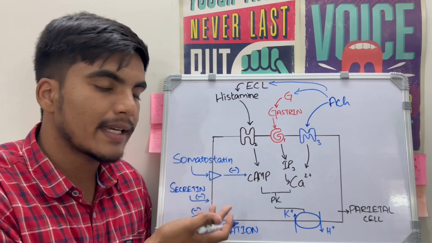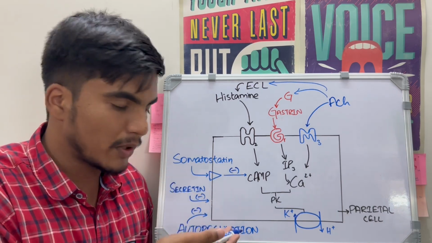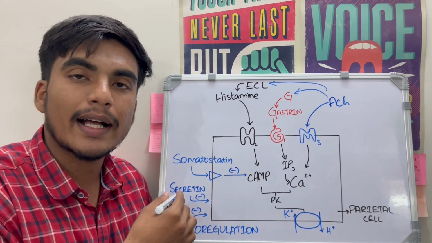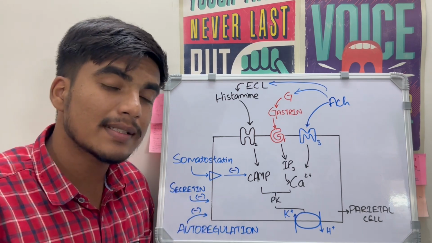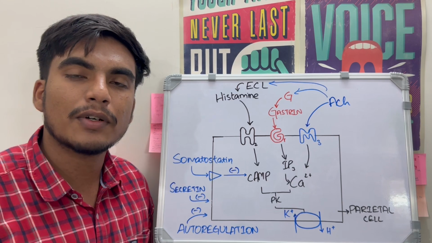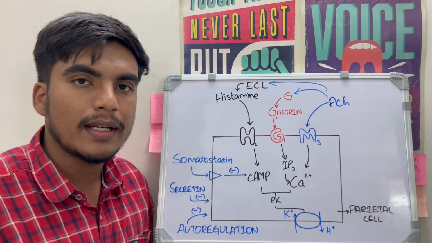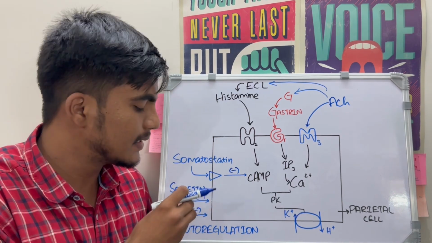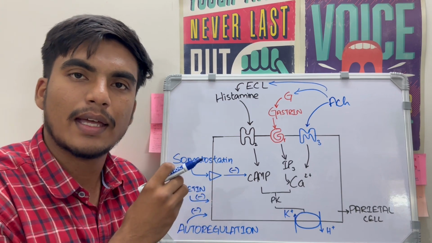Somatostatin decreases cyclic AMP, thereby decreasing the HCl production. Secretin is produced when the chyme enters the duodenum. So what is chyme? Chyme is partially digested food. This partially digested food, when it enters the duodenum, produces secretin. Secretin decreases the production of HCl.